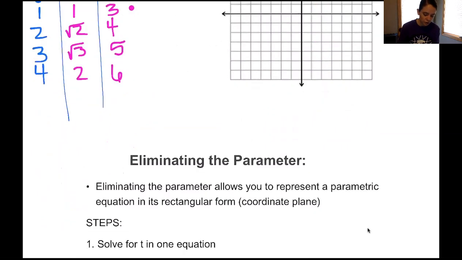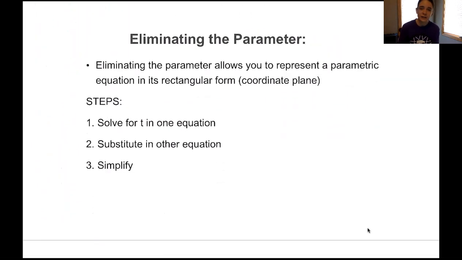So I want to show you a method that we call eliminating the parameter. What we're going to do when we eliminate the parameter is take a parametric equation and rewrite it as a rectangular equation. We have been graphing rectangular equations all the way back from Algebra 1. So if we can take a set of parametric equations, something we're really not that used to, and make it look like a rectangular equation, graphs we've been graphing for many years, it might help us out.